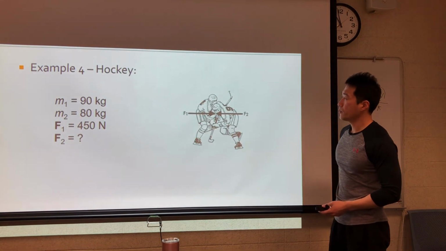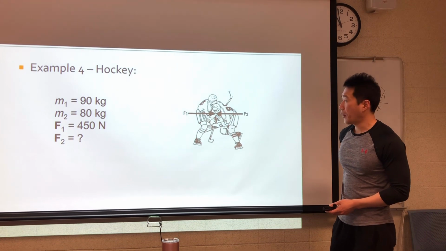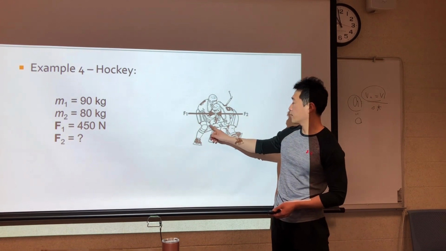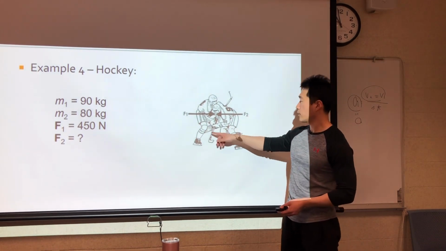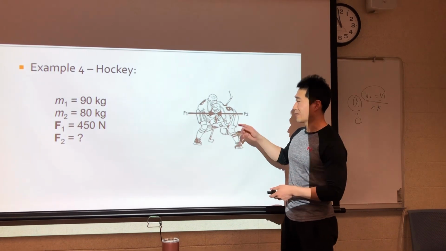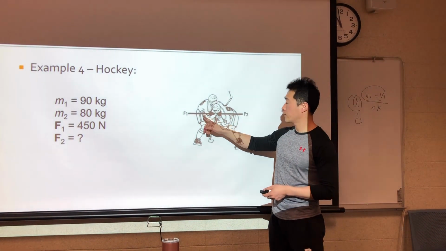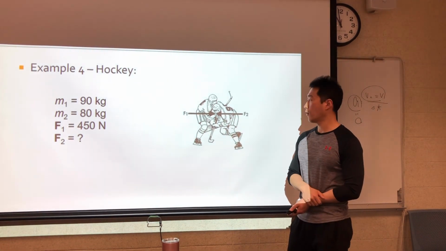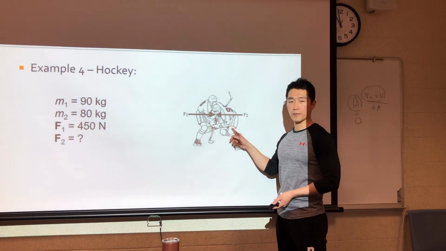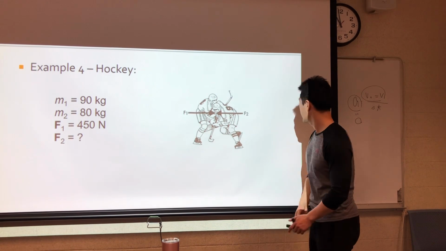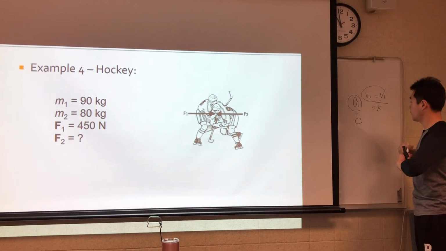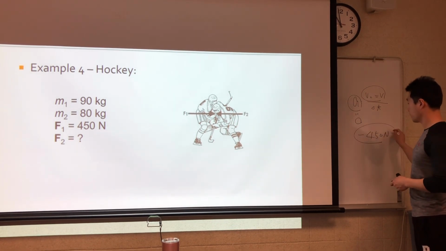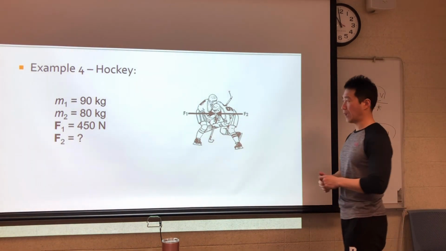And here is one simple example for the law of reaction. Again, there are two hockey players here, player number 1 and player number 2. His body mass is 90 kilograms, his is 80 kilograms. F1, the force coming from this hockey player, is 450 Newtons. Then how much force is coming from this second hockey player? The answer is, how much? 450 Newtons, but negative, because he is generating force in the opposite direction.